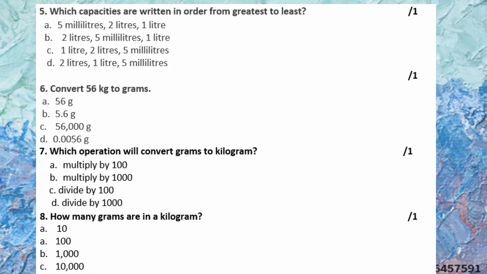Question 5. Which capacities are written in order from greatest to least? So students, read carefully and circle the correct one. Question number 6. Convert 56 kilograms to grams. The answer is already here. Read carefully and circle it. Question number 7. Which operation will convert grams to kilograms? Multiply or divide? You have to decide. Question number 8. How many grams are there in a kilogram? Find out.